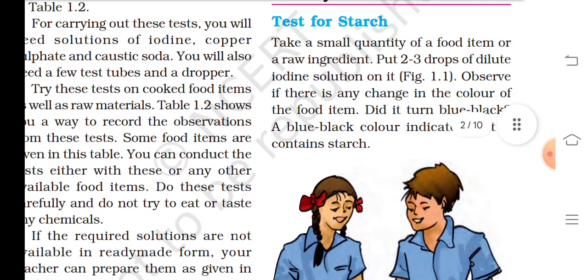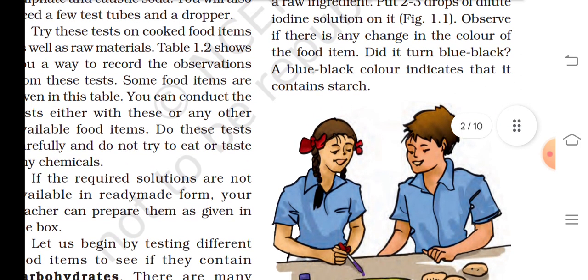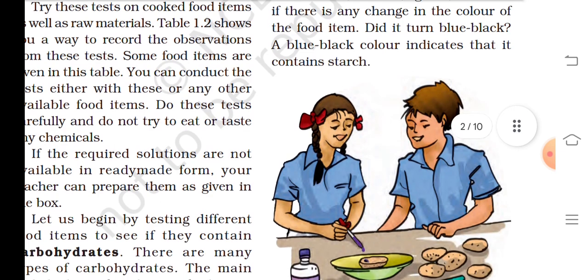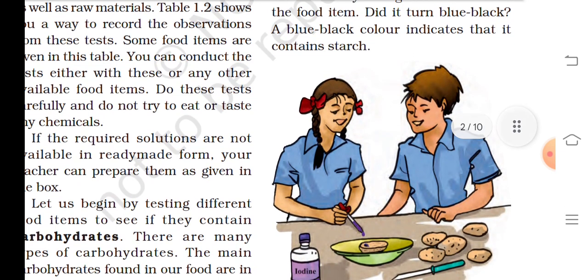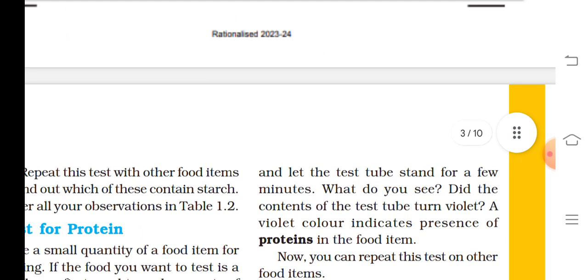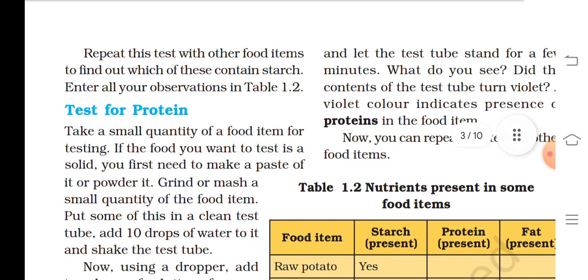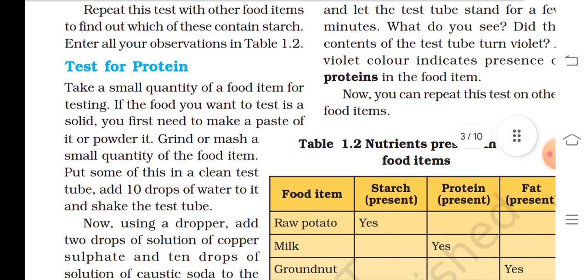Test for starch. Take a small quantity of a food item or a raw ingredient. Put 2-3 drops of dilute iodine solution. Observe if there is any change in the color. Did the food item turn blue-black? A blue-black color indicates that it contains starch. Repeat this test with the other food items to find out which of these contain starch. Enter all your observations in Table 1.2.